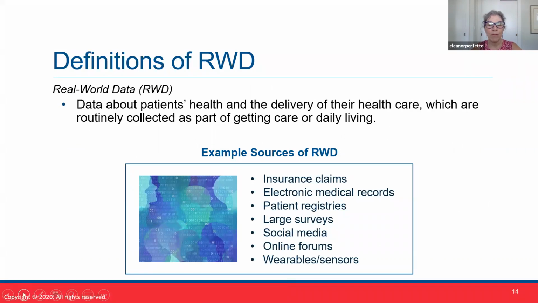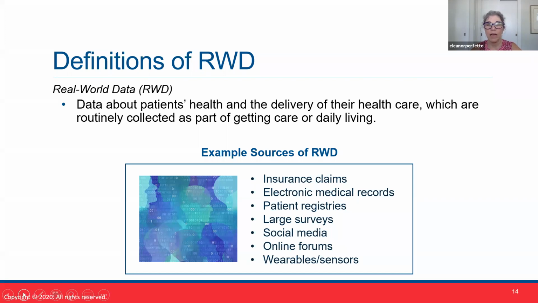So let's talk a little bit more about RWD. As we said, it's data about patients' health or how their health care has been delivered to them, and it's part of the routine of care provision. So here are some examples of sources of real-world data. It could come from insurance claims, so anytime a person sees a doctor in the doctor's office, or they go to a lab and have a lab test done. It could come from their electronic medical records. It could be part of the data that they provide as part of a patient registry. It could be part of data that comes from a survey that an organization might conduct to collect information directly from patients. It could come from social media.